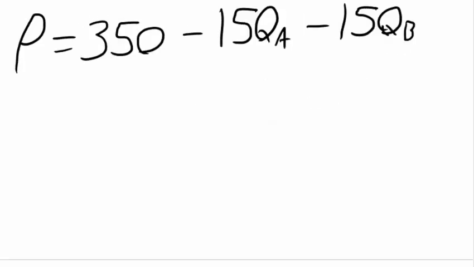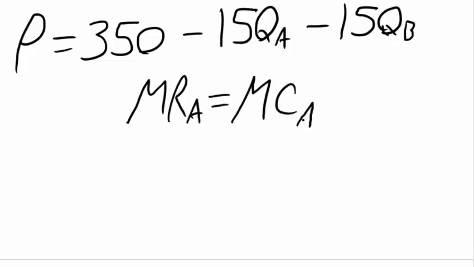Now the first major thing we want to do is profit maximize using the profit maximization rule of marginal revenue equals marginal cost for the firm that moves second. So in this case, we would use marginal revenue of A equals marginal cost of A. And we would use this to get a reaction function. So first up, we would find our total revenue of A in order to find our marginal revenue of A.